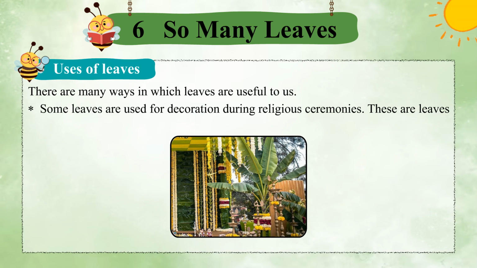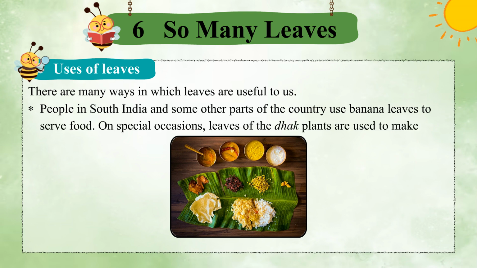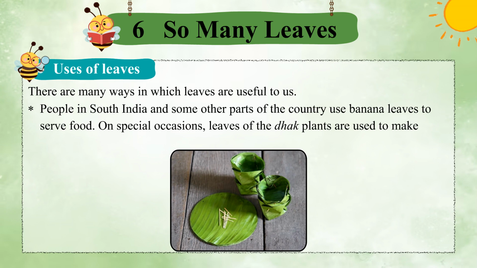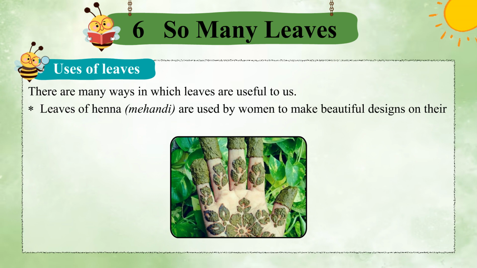Some leaves are used for decoration during religious ceremonies. These are leaves of mango, banana and ashoka. People in South India and some other parts of the country use banana leaves to serve food. On special occasions, leaves of the dhak plants are used to make disposable plates and bowls. Leaves of henna, mehandi, are used by women to make beautiful designs on their feet and palms.